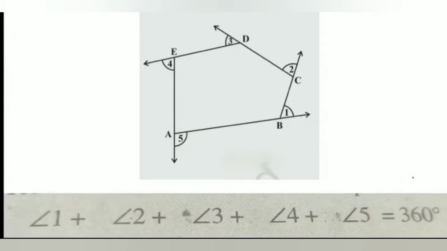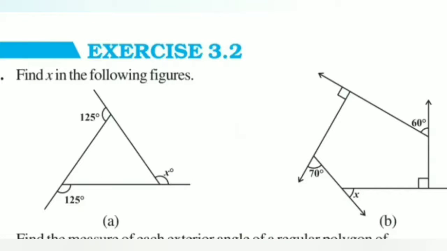Okay. There are 5 exterior angles. Angle 1, angle 2, angle 3, angle 4 and angle 5. So the sum of the measures of the external angles of any polygon is 360 degree. It means if we will add all the angles, so sum should come what? 360 degree. Okay, like angle 1 plus angle 2 plus angle 3 plus angle 4 plus angle 5 is equal to 360 degree.